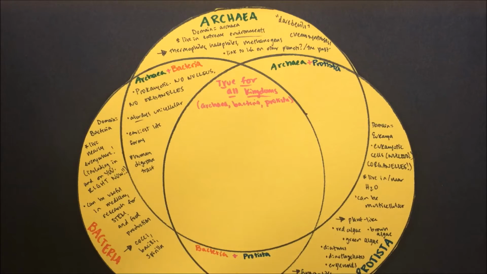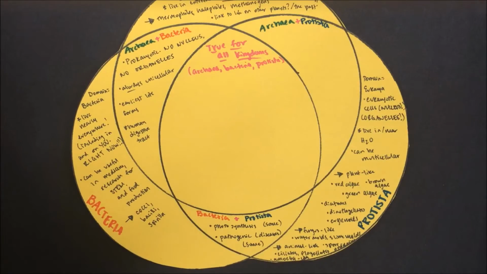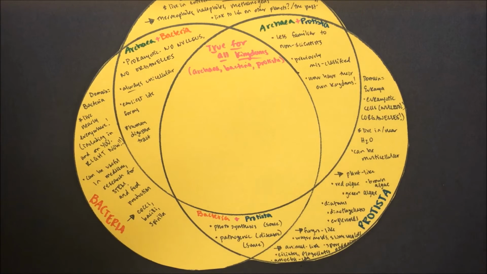Now let's talk about the overlap between bacteria and protists. Some species of both bacteria and protists can photosynthesize. Another similarity between these 2 kingdoms is that some species can be pathogenic, which means that they can cause diseases. Now let's talk about the overlap between Archaea and Protista. The kingdoms Archaea and Protista are both less familiar to non-scientists, but we know today that they are their own unique life forms.